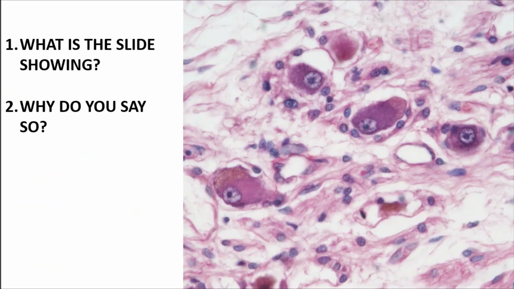What is this slide showing? This slide is showing an autonomic ganglion. Why do you say so? Number 1, the cells are multipolar.